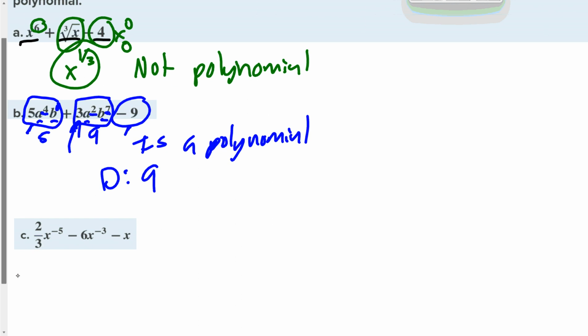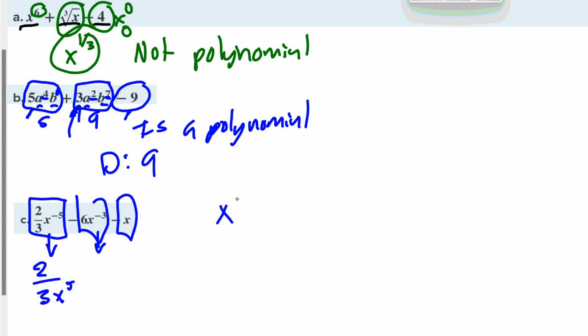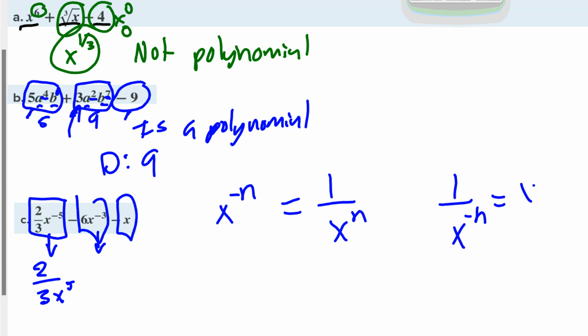Okay, this bottom one. As we look at each of these, here's a monomial, here's a monomial, and here's a monomial. Right, so there's 3 separate terms. But these are not technically monomials because I could rewrite that as 2 over 3 times x to the 5th, right? I'm using my negative exponent rules. I could rewrite that as 1 over x to the n. Or if I have a negative on bottom, I can rewrite that on top to positive. So I can switch from numerator to denominator, or denominator to numerator, just switch the power, right?